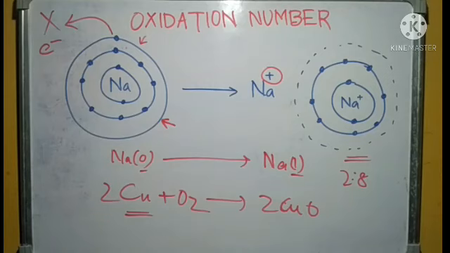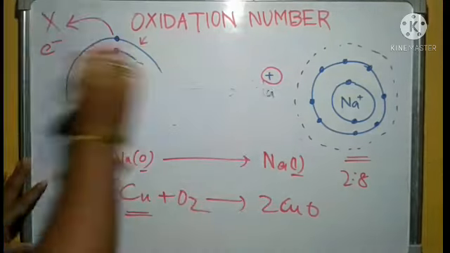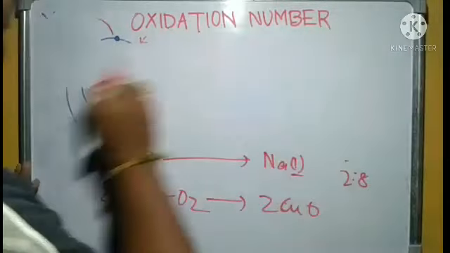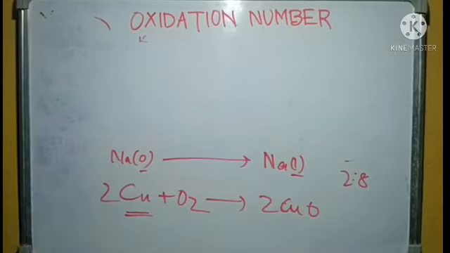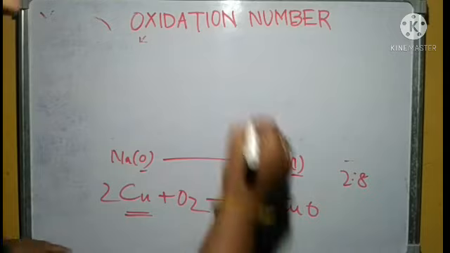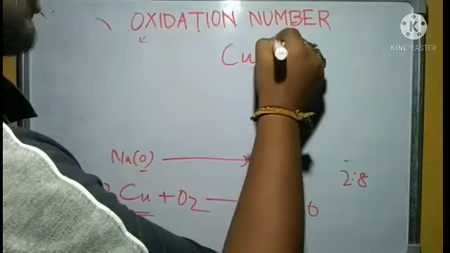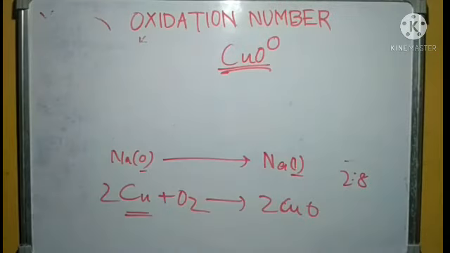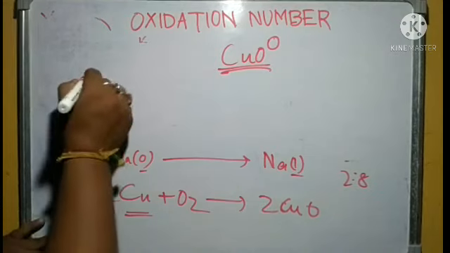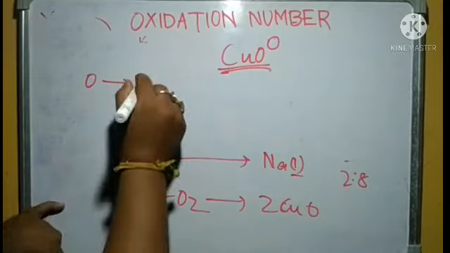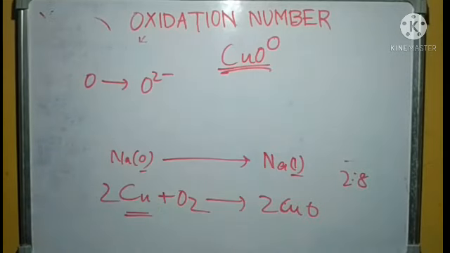So in this case, you will see that copper is oxidized to copper oxide. In copper oxide, that is CuO, there is no charge, so CuO is neutral. But we also know that oxygen, when it forms an ion, gives the O2- ion.